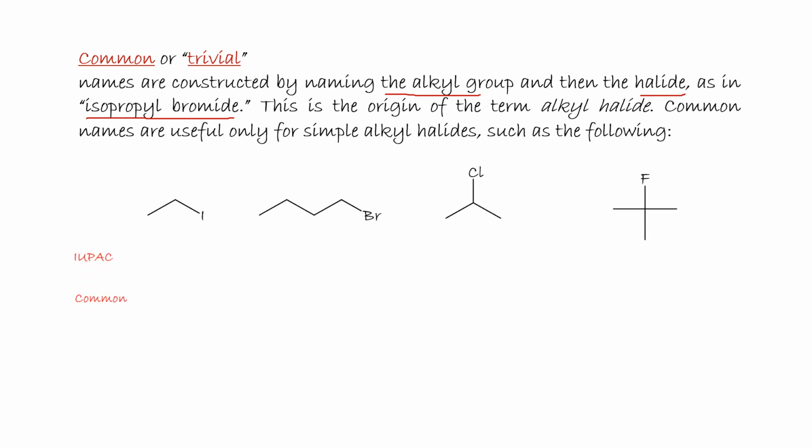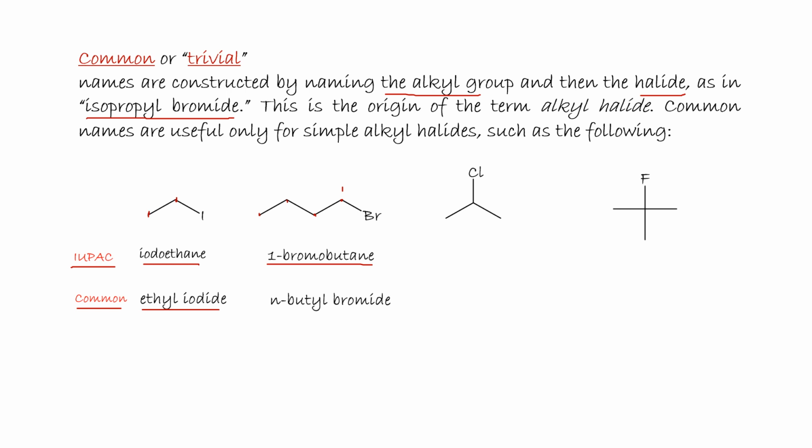This is useful only for simple alkyl halides. Let's train. We have to give the IUPAC and common names, and say if there is nothing or none. The first compound, IUPAC, iodoethane, or common, we call it ethyl iodide, because we have here two carbons. Here, four carbons. So this is position one, so 1-bromobutane. Common name, n-butyl bromide. For this compound, you have three carbons. So that's 2-chloropropane. Common name, we call it isopropyl chloride.